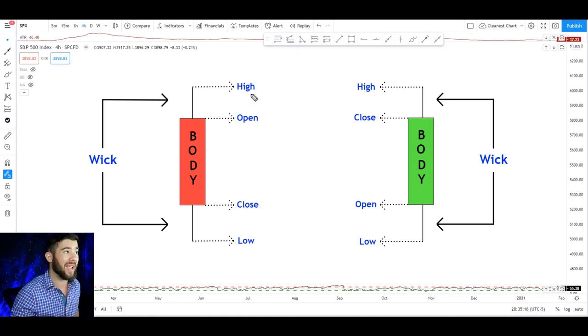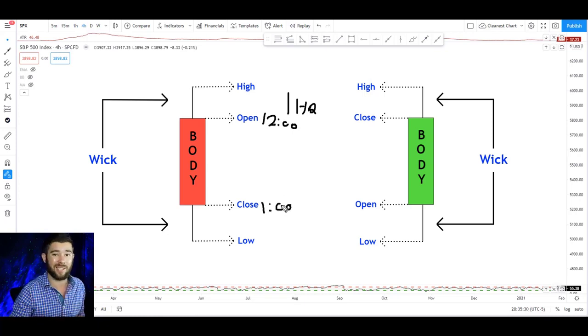If we're on any other time frame, everything is exactly the same except for the amount of time that passes. If you're on a 1-hour chart, then this would be the open at 12 o'clock and the close of this candle would be at 1 o'clock. Everything else stays the same. The low is the lowest point that candle got to during that hour. The high is the highest point that candle got to during that hour. So now you should have a good idea of how to read a single candlestick.